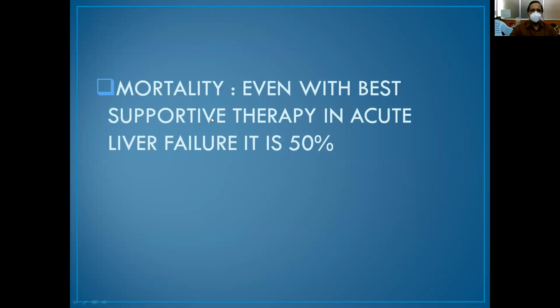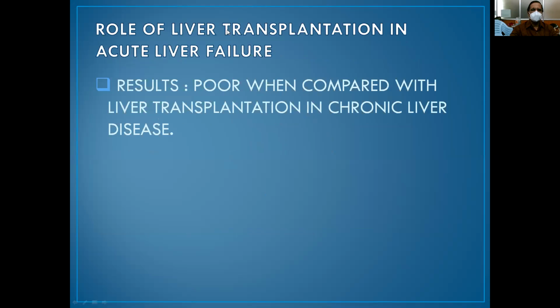And mortality, even with best supportive treatment, is about 50% in acute liver failure. And what is the role of liver transplantation? Because now in corporate hospitals, liver transplantation is done routinely. It costs about 50 lakhs. But what is the role of liver transplantation in case of acute liver failure? The results are usually poor when compared with liver transplantation in chronic liver disease.